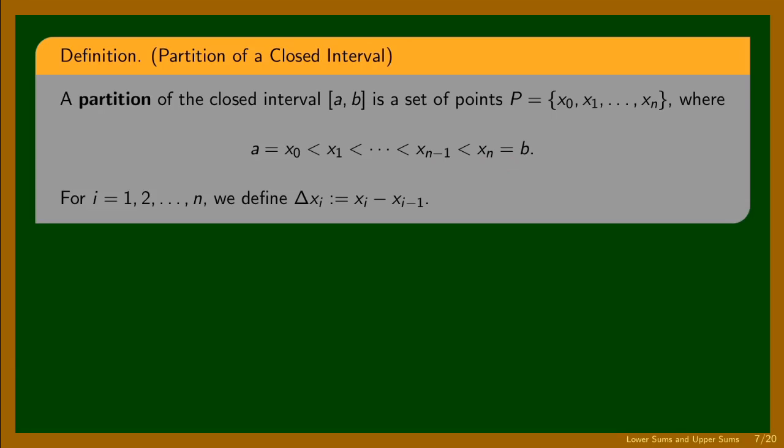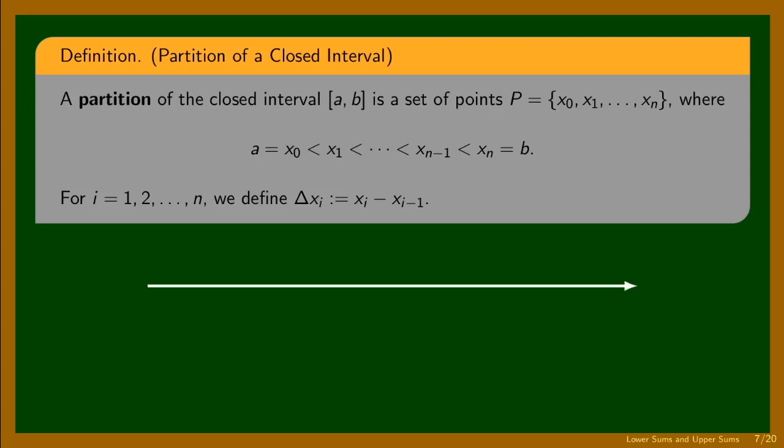Now, in this case, for each i, whenever you see the symbol delta x i, what I mean by that is the difference x sub i minus x sub i minus 1. As an example, when I say delta x sub 4, it actually meant x sub 4 minus x sub 3. Right?